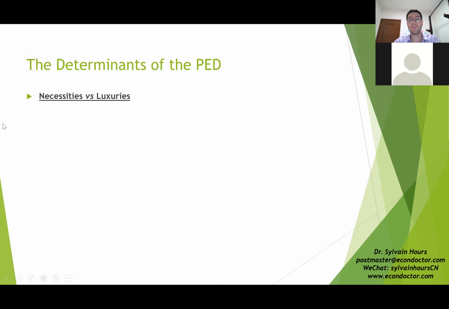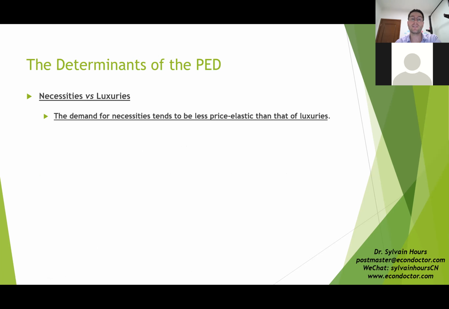Necessities versus luxuries, you know the idea. Yes, the demand for necessities tends to be less elastic than that of luxuries, simply because even if necessities are expensive, we still need them. We still need food, we still need housing. There are some products where we don't really have the choice. We have to purchase at least a certain quantity. So we might reduce a bit our consumption of necessities if the price rises, but it's complicated. It's complicated because they contribute greatly to our satisfaction.